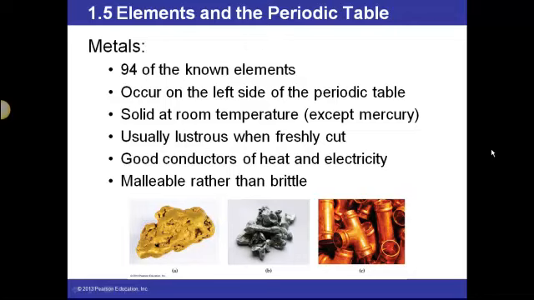Usually, they are lustrous when they are freshly cut. So if you cut them, they have a nice lustrous surface. However, they will react quickly with oxygen and they'll rust or oxidize. They'll have a chemical reaction that goes on with oxygen. And so they can dull or take on an oxidized appearance fairly quickly. Typically, they are good conductors of heat and electricity, and they're malleable rather than brittle. So if you take copper wire, for example, you can bend that without breaking it. You can also do that with other metals like silver and gold that you can use for making jewelry. They're very malleable and they don't break very easily.